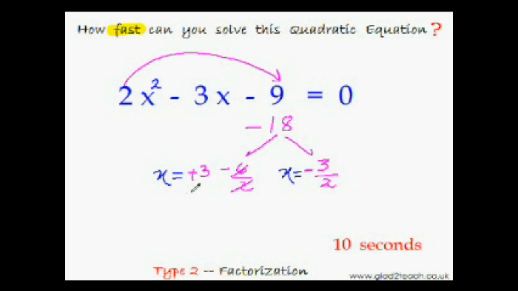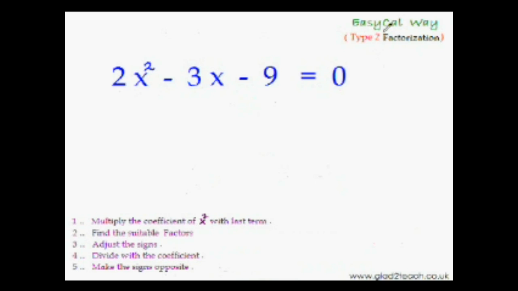So have you understood it? I'll explain it to you. The EasyCal trick to do the factorization of the type 2 quadratic equations is very simple. It works on this idea that we can convert the type 2 quadratic equation to type 1 by transferring this extra coefficient 2 here. That is, we multiply the coefficient of x square with the last term. So 2 multiplied with minus 9 will give us minus 18. So now this minus 18 replaces this minus 9 as the last term.